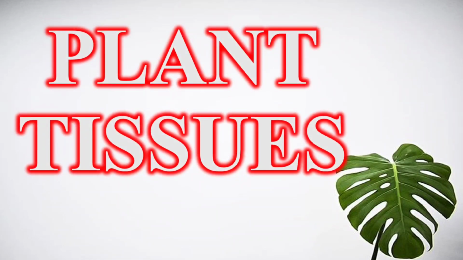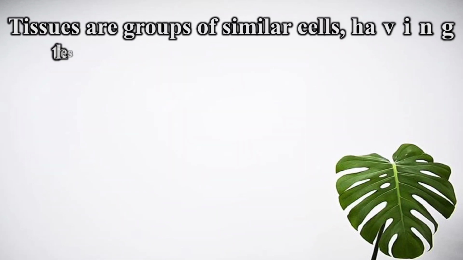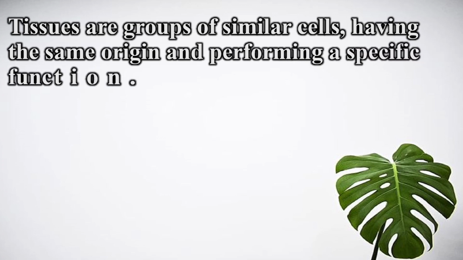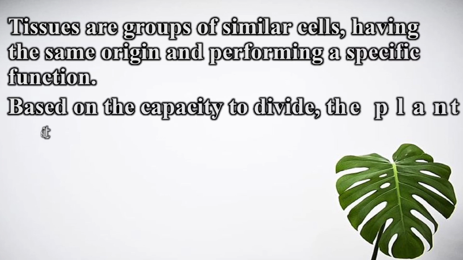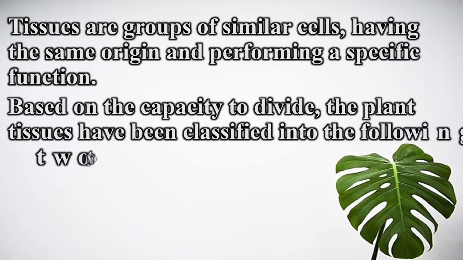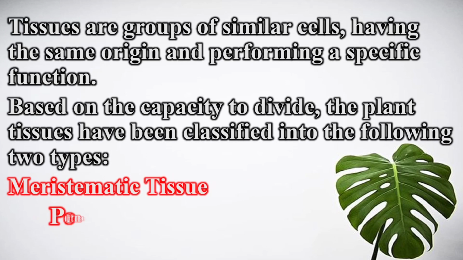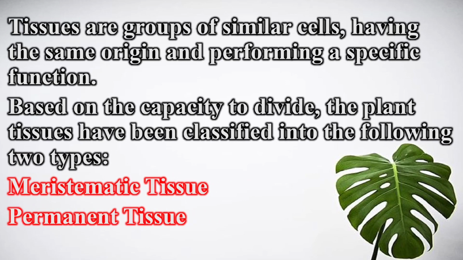Plant tissues. Tissues are groups of similar cells, having the same origin and performing a specific function. Based on the capacity to divide, the plant tissues have been classified into the following two types. Meristematic tissue. Permanent tissue.